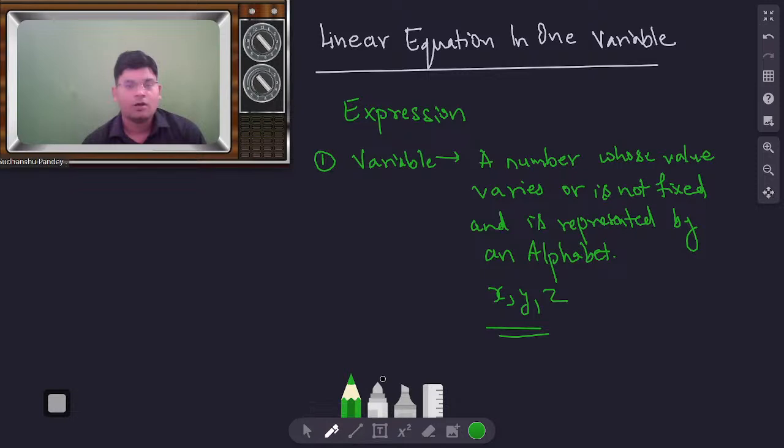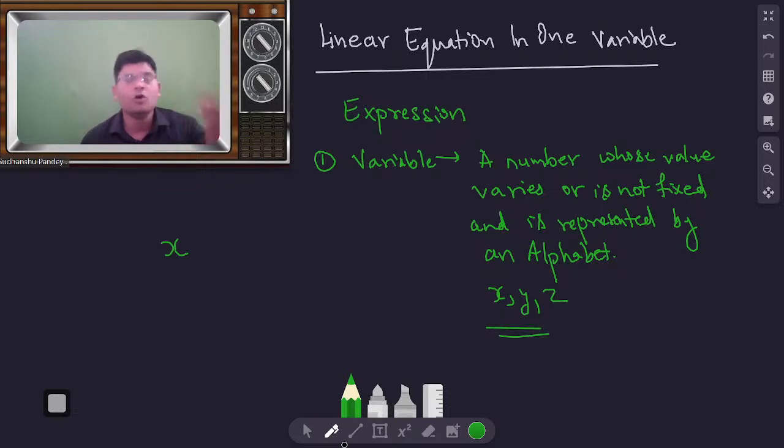Now if I am doing some operations on this variable, suppose let me think of a variable x. It means that I am thinking of a number whose value is not fixed. So you may think 1, you can think 2, you can think any number, negative 5, negative 5 by 2. x can take any value. Are you getting it? So x is an expression.